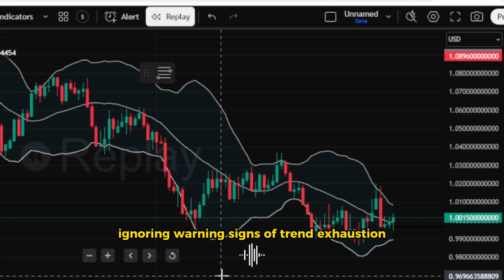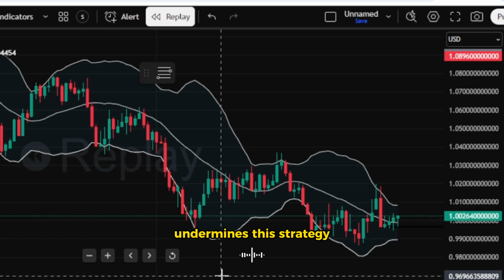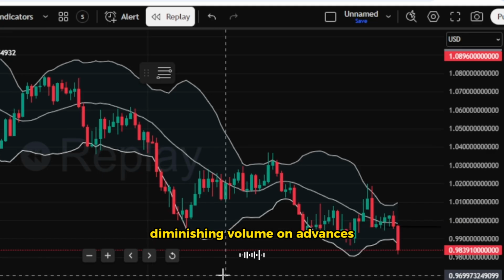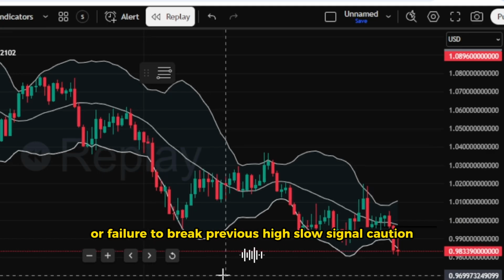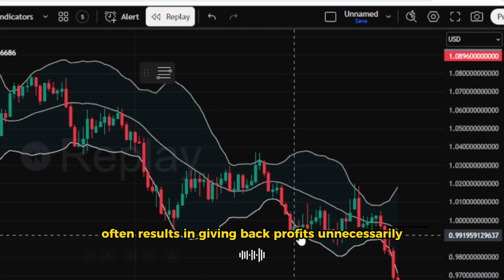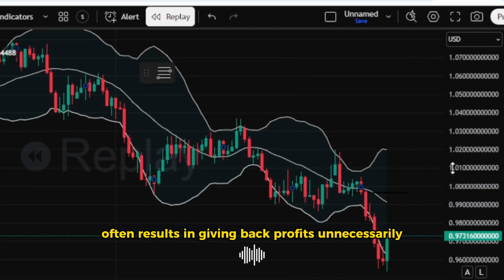Ignoring warning signs of trend exhaustion undermines this strategy. Indicators such as momentum divergence, diminishing volume on advances, or failure to break previous highs signal caution. Persisting with positions beyond these warnings often results in giving back profits unnecessarily.